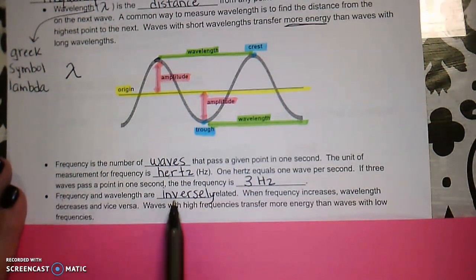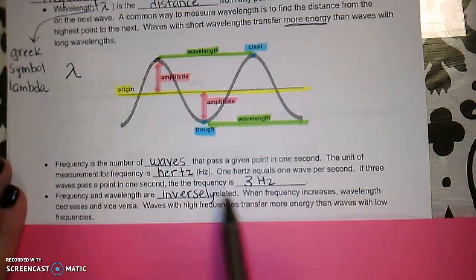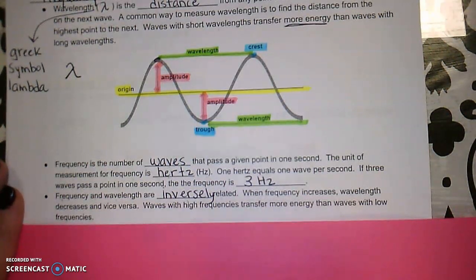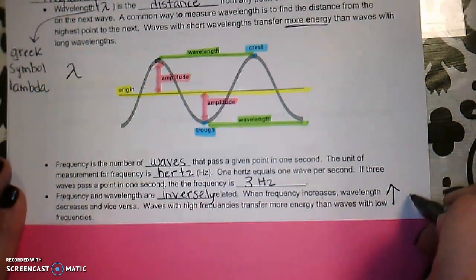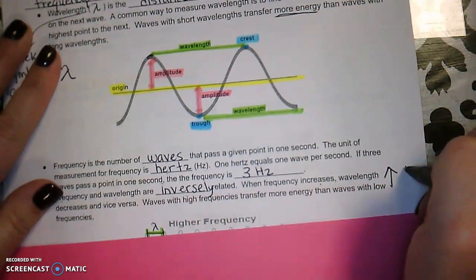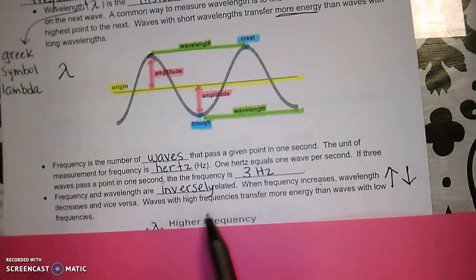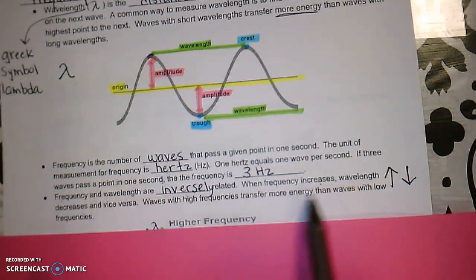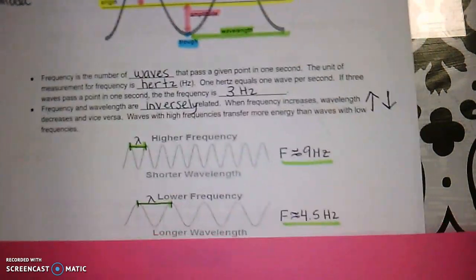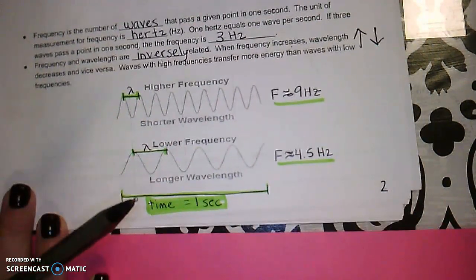Frequency and wavelength are inversely related. That means when one thing increases, the other decreases. So when frequency increases, wavelength decreases. One thing goes up, then the other goes down, and vice versa. Waves with high frequencies transfer more energy than waves with low frequencies. And then we have a picture to kind of help us see how all of that works.